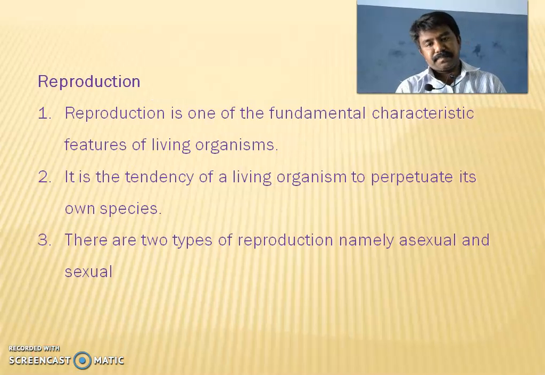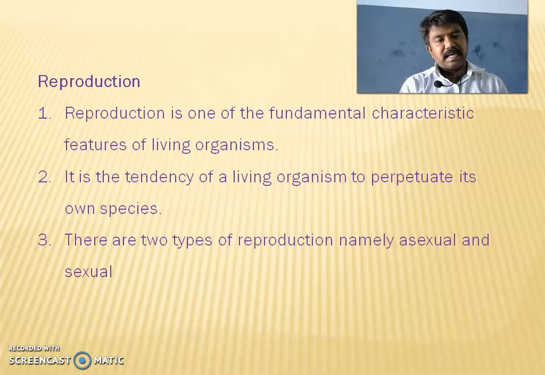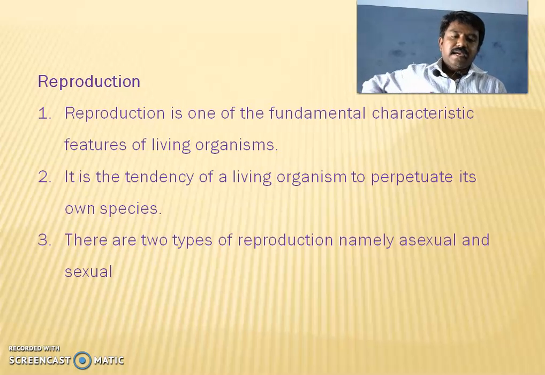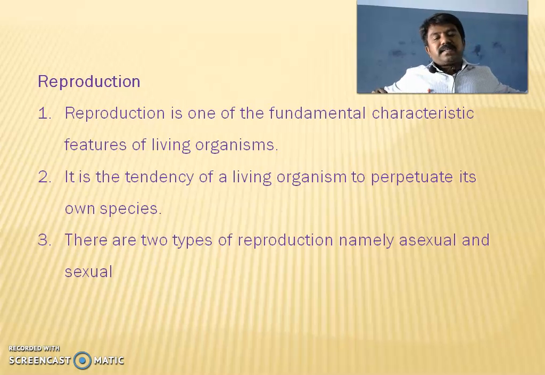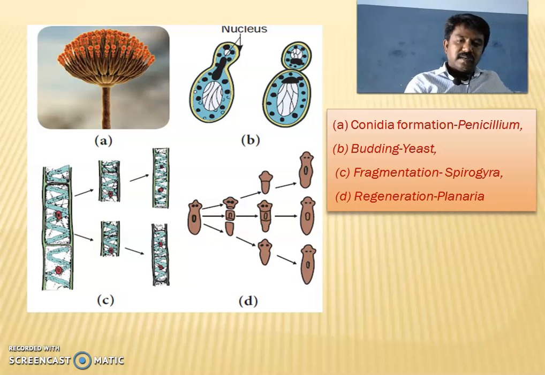Then reproduction. Reproduction is one of the fundamental characteristic features of living organisms. It is very important. It is the tendency of a living organism to perpetuate its own species. There are two types of reproduction, namely sexual and asexual.